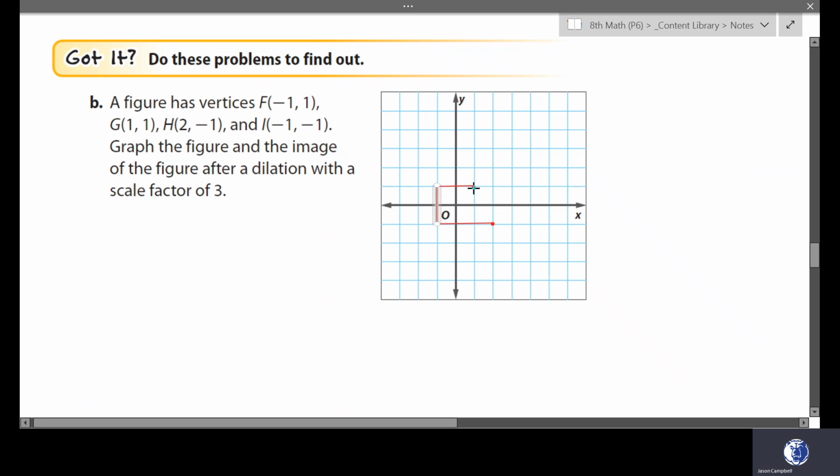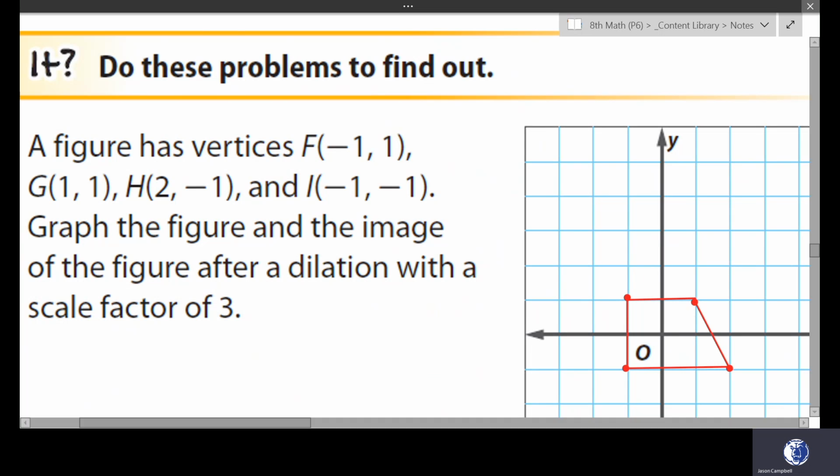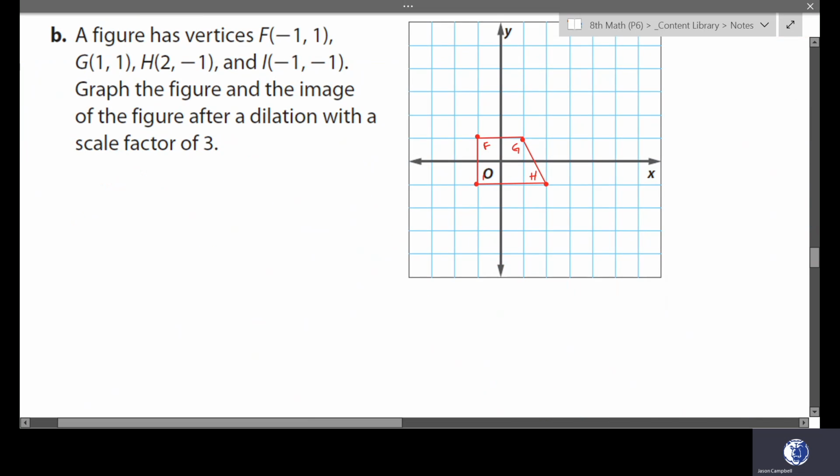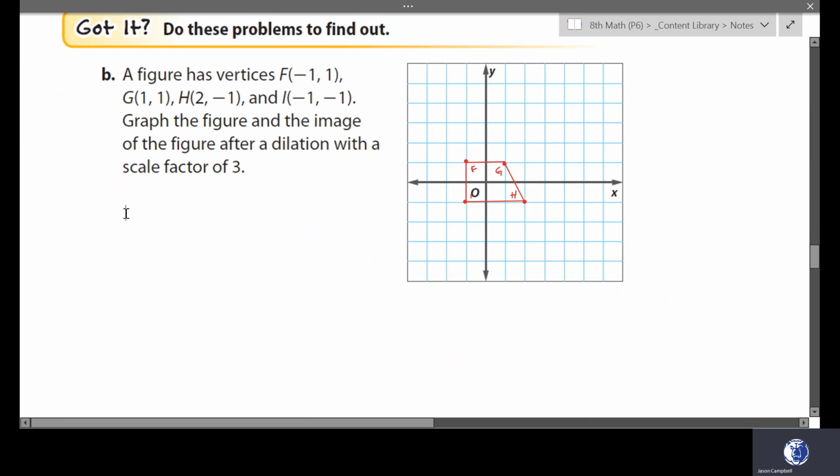And then we have a scale factor of 3. So before I do my scale factor, I'm going to label these points. So I have point F, G, H, and I. Can't really see that I there, but that's okay. So, and then we need to create a dilation with a scale factor of 3.